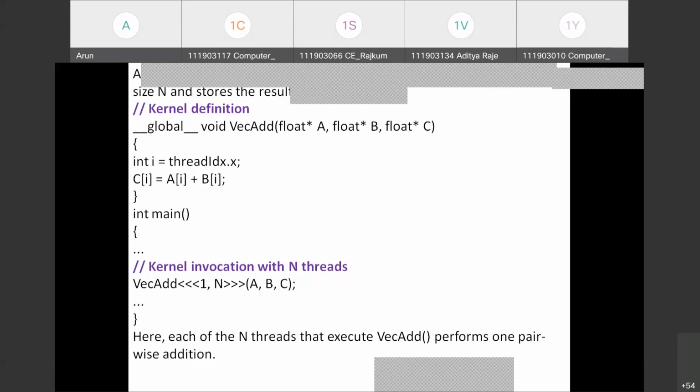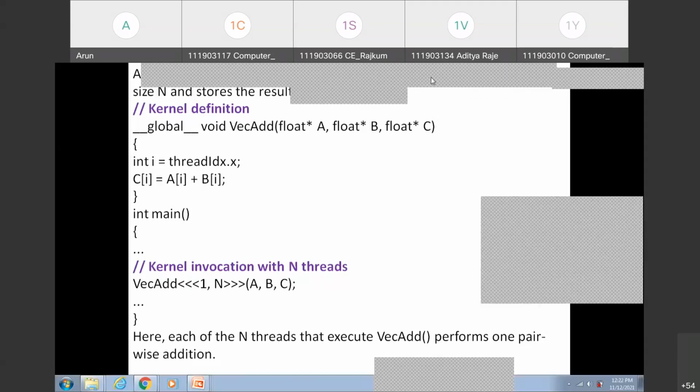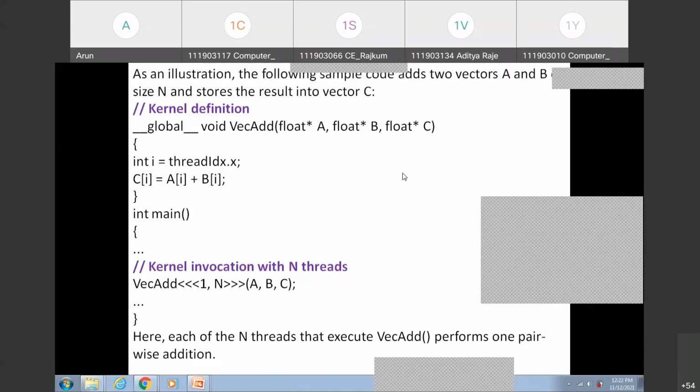Anybody having a doubt? Pratik? Aishwarya, Karthik, Avishkar, Vishitesh, Purav, is it okay? Yes, sir.